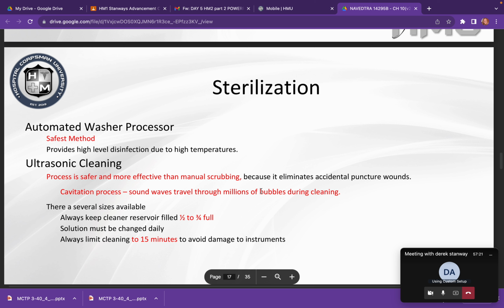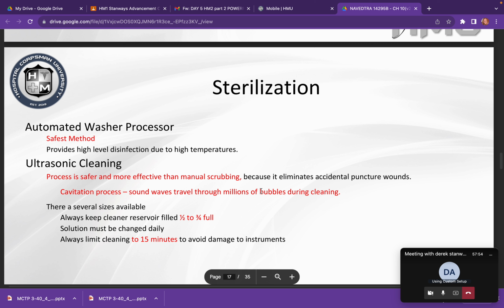Ultrasonic cleaning process is safer and more effective than manual cleaning because it eliminates accidental puncture wounds. We have ultrasonics in SPD. It's basically a big box filled with water and our cleaning solution. It lowers the instrumentation into the box, and then it goes through a process called cavitation, into these tiny air bubbles, and they're going really fast, and then they burst, and that's basically knocking off any bioburden that is still on the instrument that we cannot take off ourselves.